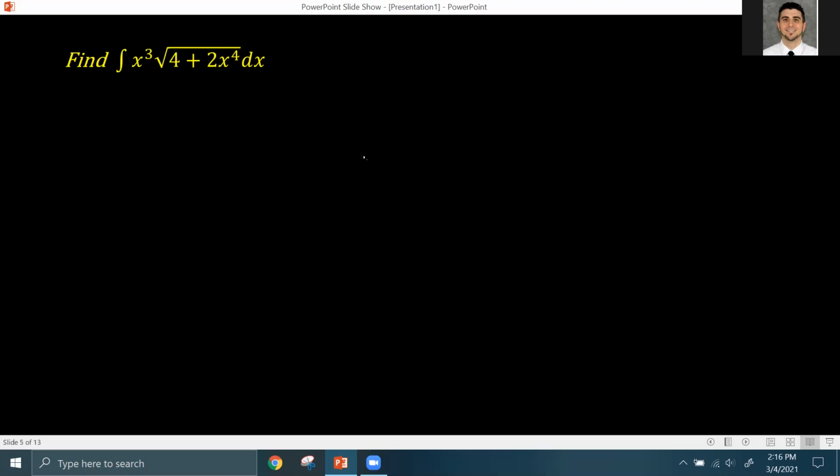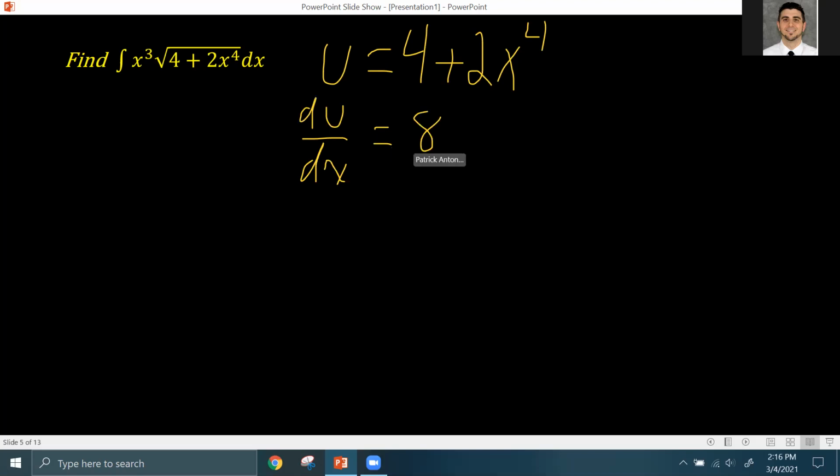If I want to find the integral of x cubed times the square root of 4 plus 2x to the 4th dx, typically what you're going to do is you're going to let u equal the inside of something and then take the derivative of it to see if the function is multiplied by the derivative of the inside. So in this case, u is equal to 4 plus 2x to the 4th. If I take the derivative of that, du dx, you get 8x cubed. Now, using differentials, we can solve for du, and du would be equal to 8x cubed dx.